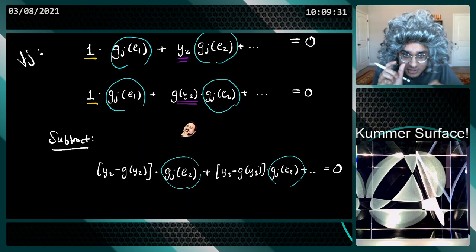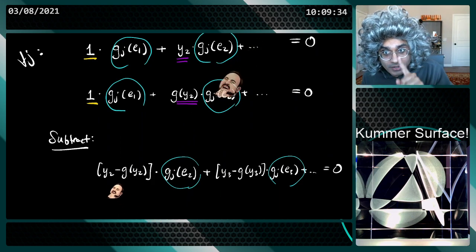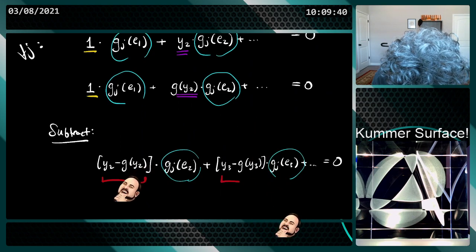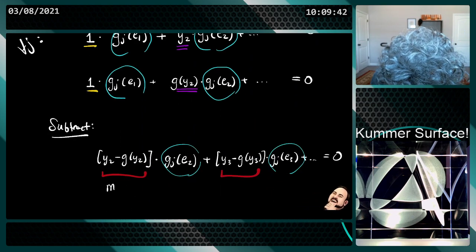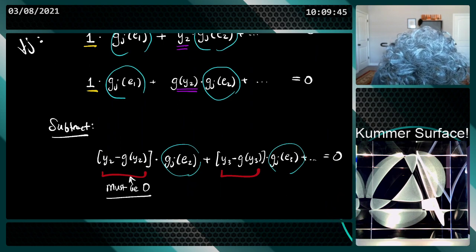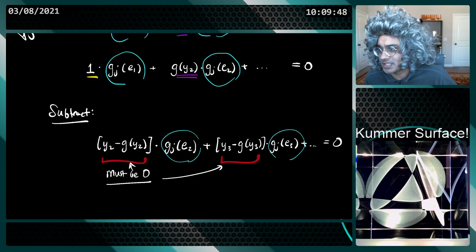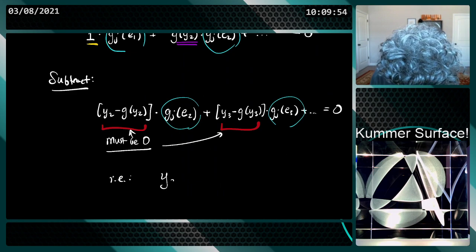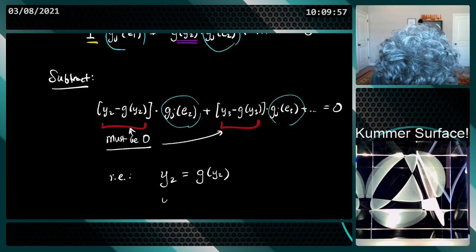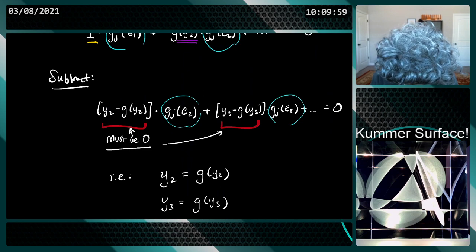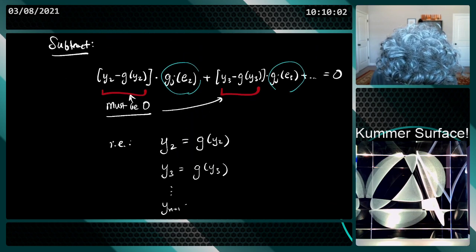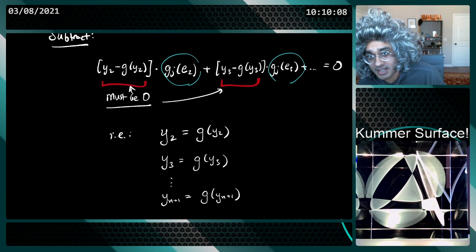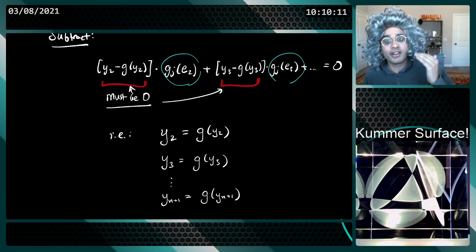Okay, this is a smaller length relation, which means all of these coefficients have to be 0. So these have to be 0. And so we get the following observation then, i.e. y2 is g of y2, y3 is g of y3, y_{n+1} is g of y_{n+1}. In other words, the yi's are in the fixed field.